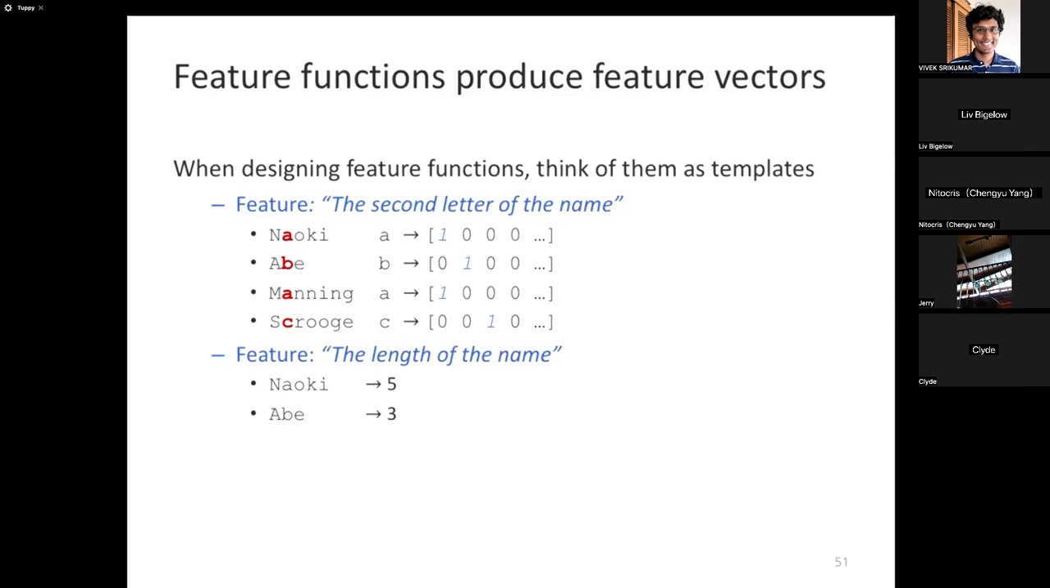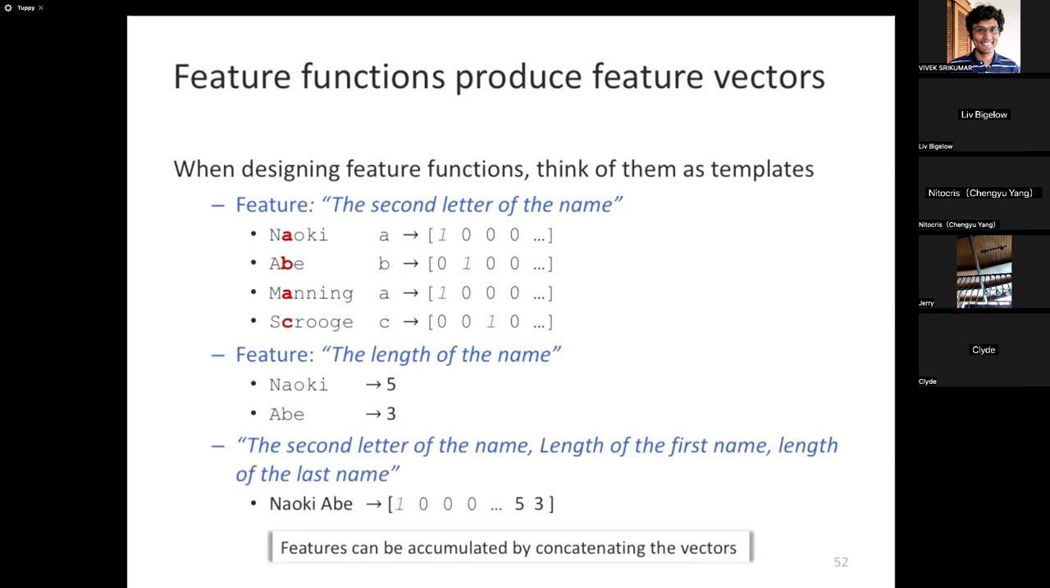But I could also have multiple features together. I want to consider the second letter of the name, the length of the name, and the length of the first name and the last name. I concatenate them all together. So now I have, for this particular name, the second letter of the first name is this part of the vector. The length of the first name is here. The length of the second name is here. I just keep stacking them up. I get larger and larger vectors. So features can be accumulated to form bigger feature vectors by concatenating them. So the dimensionality keeps increasing. In this case, the dimensionality, assuming only lowercase letters, would be 28.